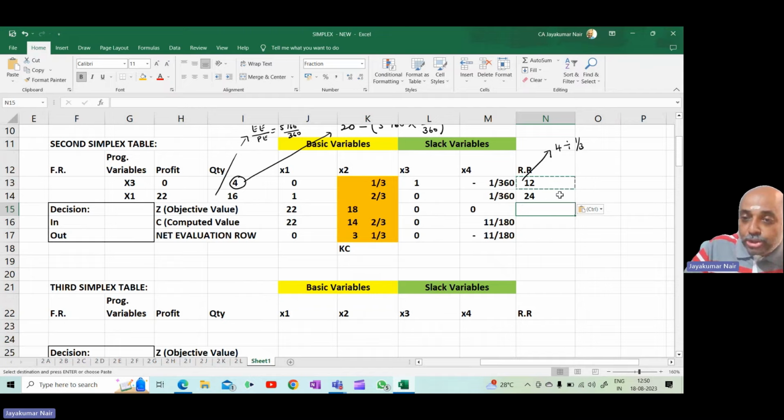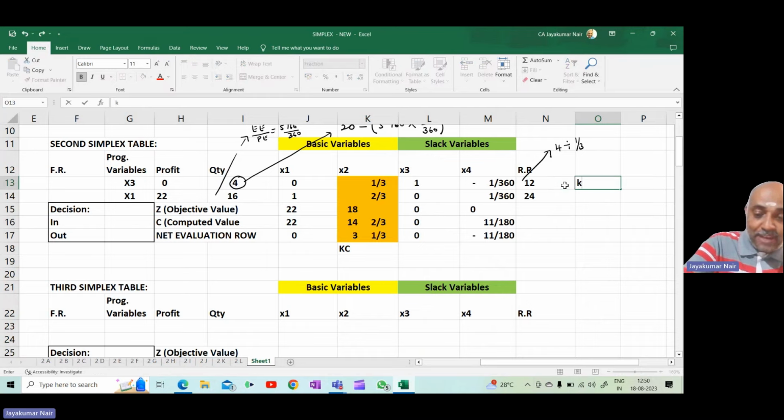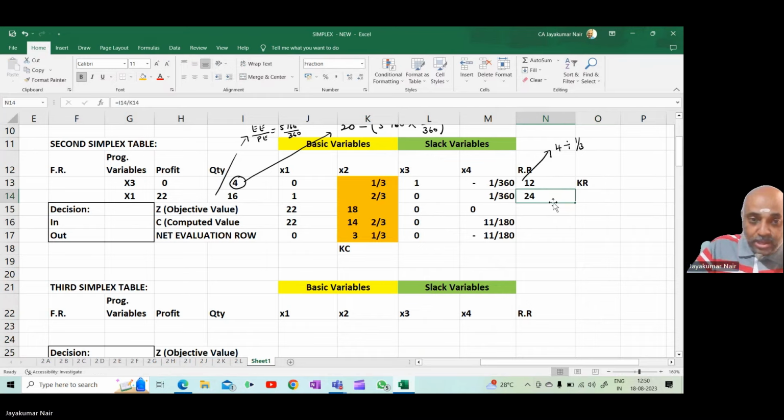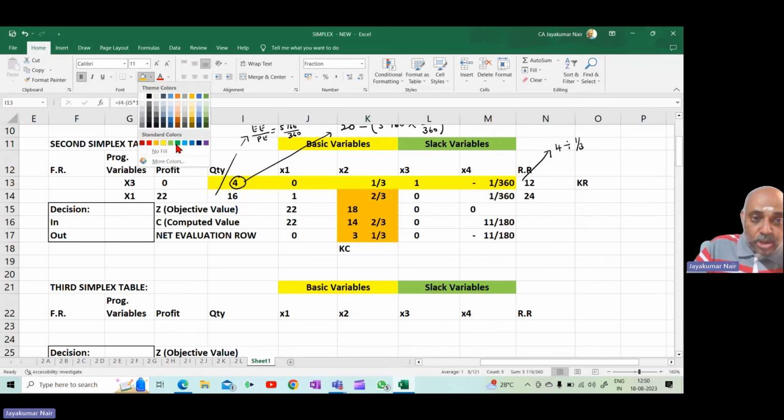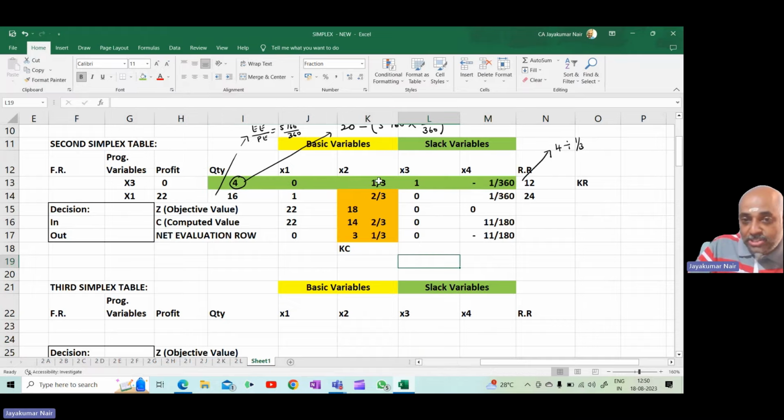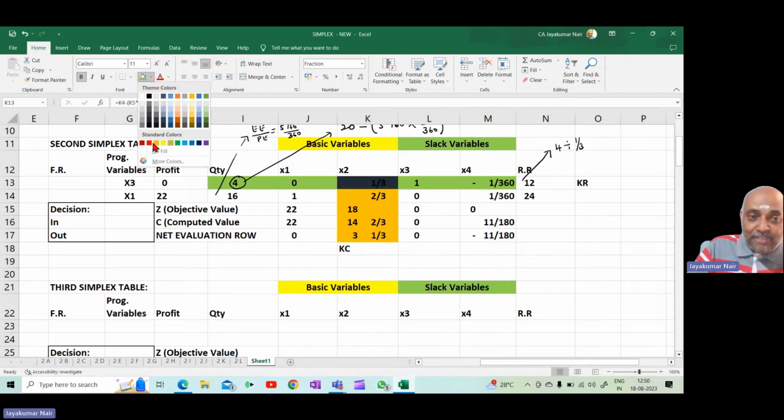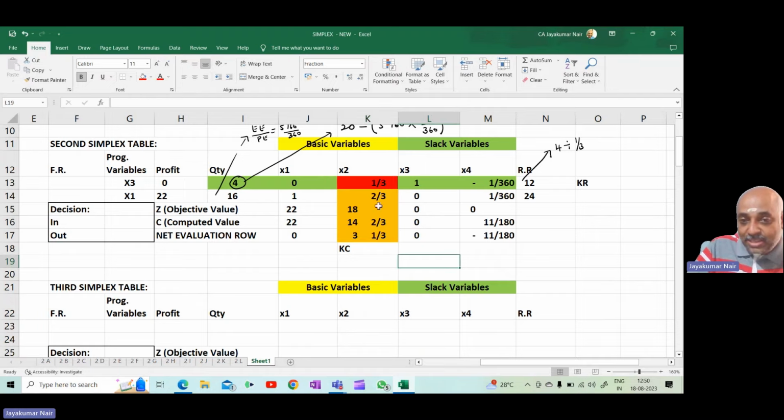Now, in these two, you have to see which is the least non-negative number. The least non-negative number is 12. So this will be identified as the key row. You have to put this in one box. So this is the key row and this is the key column. And also you have to identify the one which is the intersection of these two, the column and the row. This is the intersection, so you must call it the pivot element.